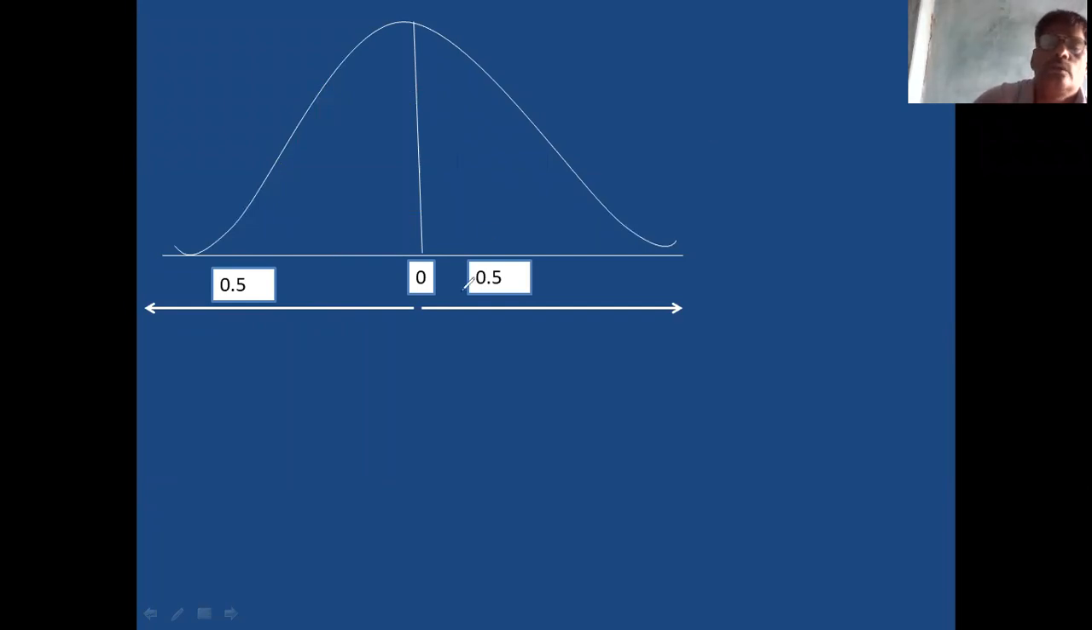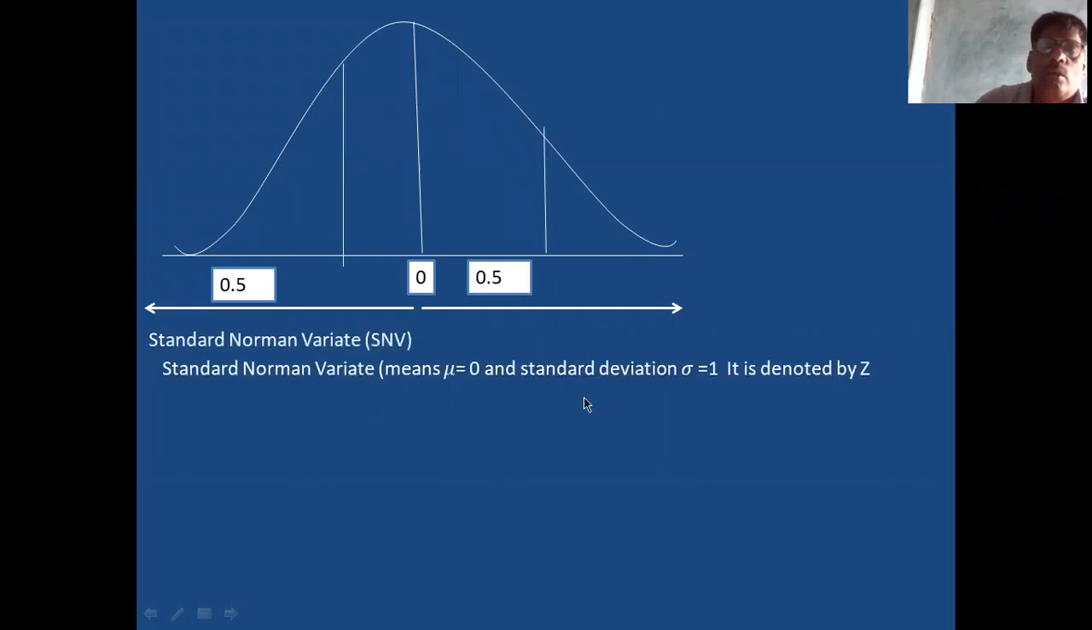Normal distribution curve. And remember, in the normal distribution, standard normal variate. What is standard normal variate?